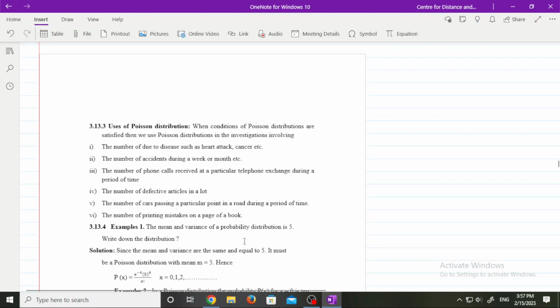Now example number 1. The mean and variance of a probability distribution is 5, that is, here m is equal to 5, that is np is equal to 5. It must be a Poisson distribution; write down its distribution. Here it is already given that the mean and variance of the probability distribution are 5, that is, mean is equal to variance, so here we have a Poisson distribution. Then m is equal to 5.